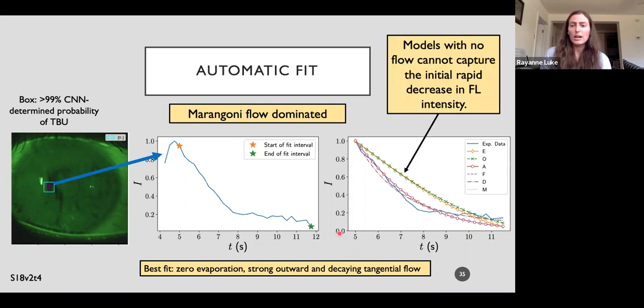In particular, if we look at these two models that don't have any flow, they do a very poor job of capturing the dynamics of the experimental data. So further evidence that flow is important in this instance.